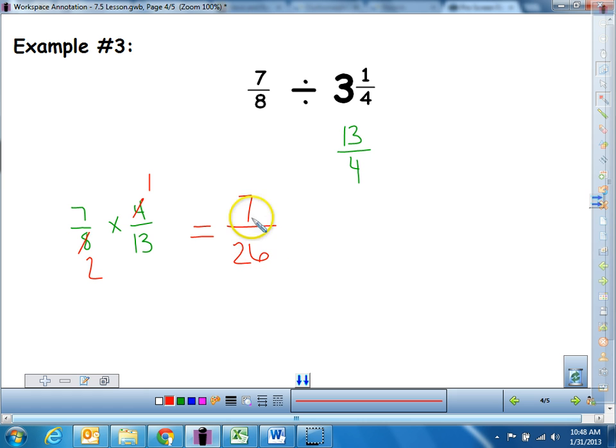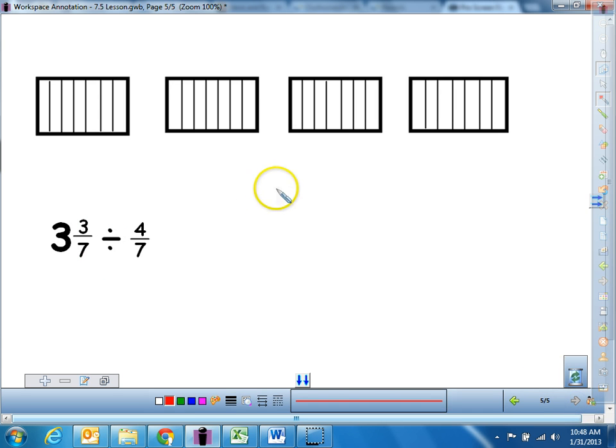It's not improper. There is no more that I could do. This is as simple as it gets. So 7/26 is my answer. So good job. Now I want to see you try this last one on your own.